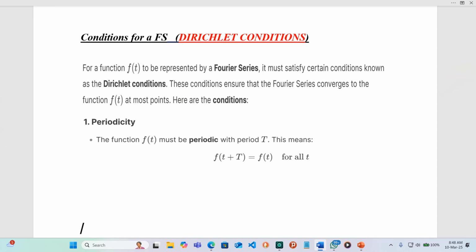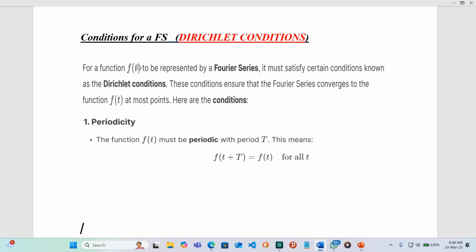Dear friends, for a function f of t to be represented by a Fourier series, it must satisfy certain conditions known as Dirichlet conditions. These conditions ensure that the Fourier series will converge to the function f of t at most points, and these are the conditions.